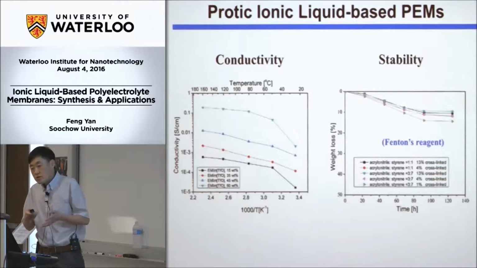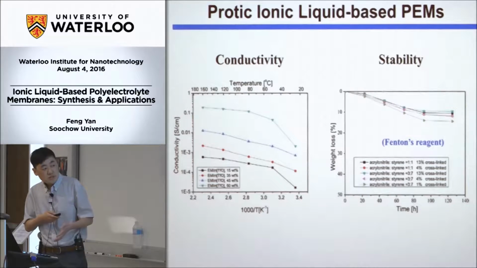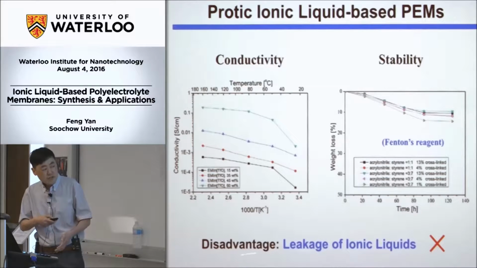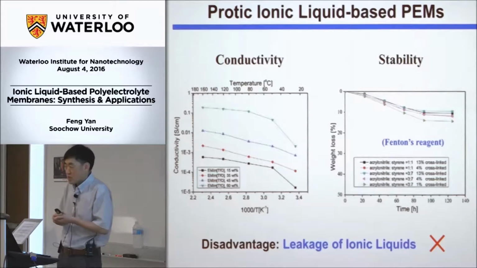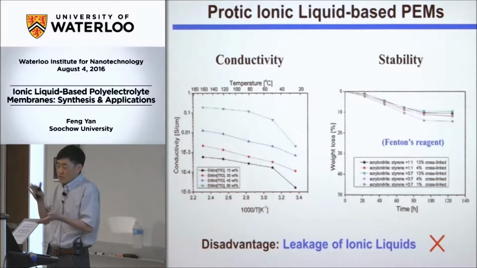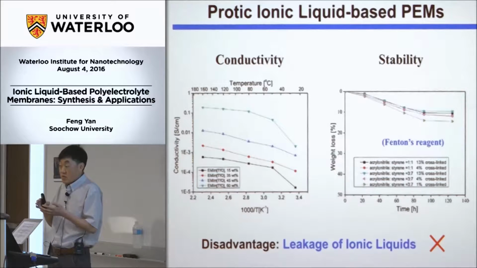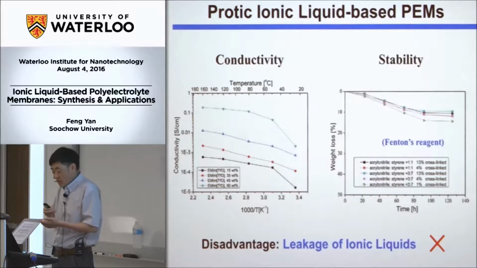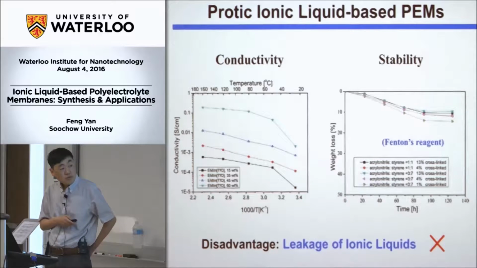But if you test this type of membranes in fuel cells, you can still find leakage of the ionic liquid, because the ionic liquid we use is small molecules, and if you press this kind of composite membrane, they will come out slowly and slowly. In addition, the fuel cell will generate water during the operation, and the water will lead the ionic liquids to come out. So how to overcome this problem?